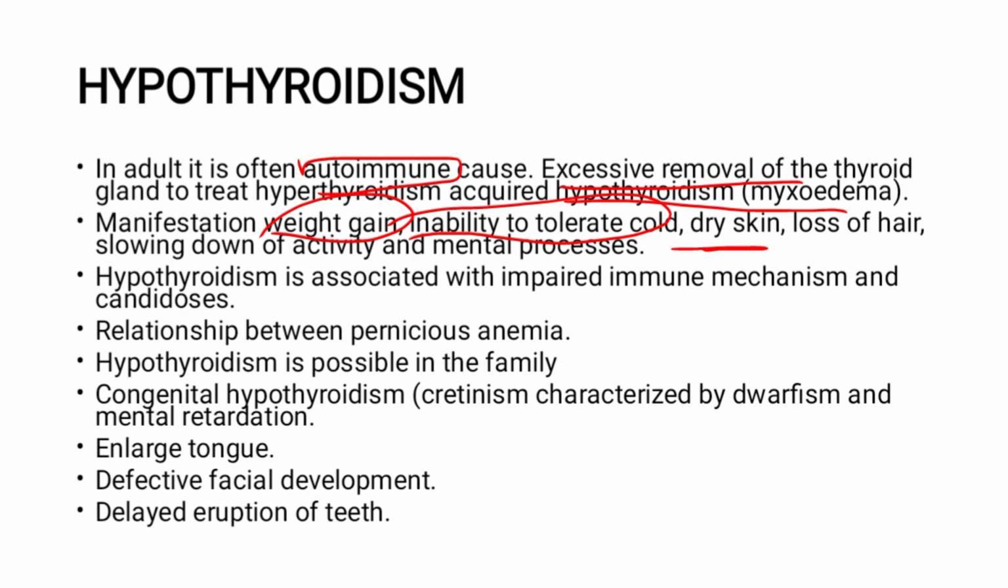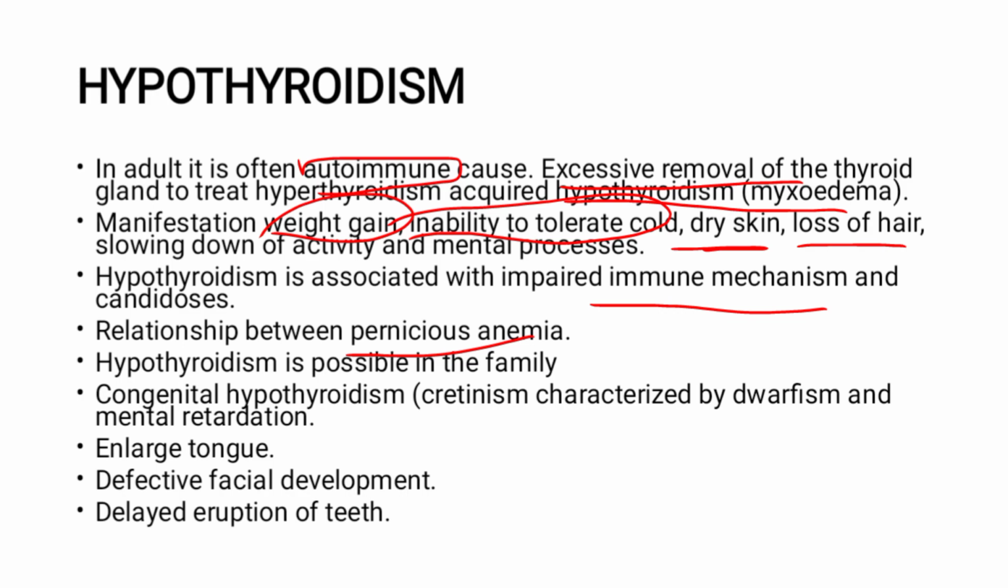You have dry skin and loss of hair. Then you will have a slowing down of activity and mental processes. So weight gain will be here, there will be more cold intolerance, dry skin and loss of hair, and it affects your mental ability. It also affects your immune system. The patient also has candidiasis because there is a weak immune system. Also it is related to pernicious anemia. It is possible also in your family.